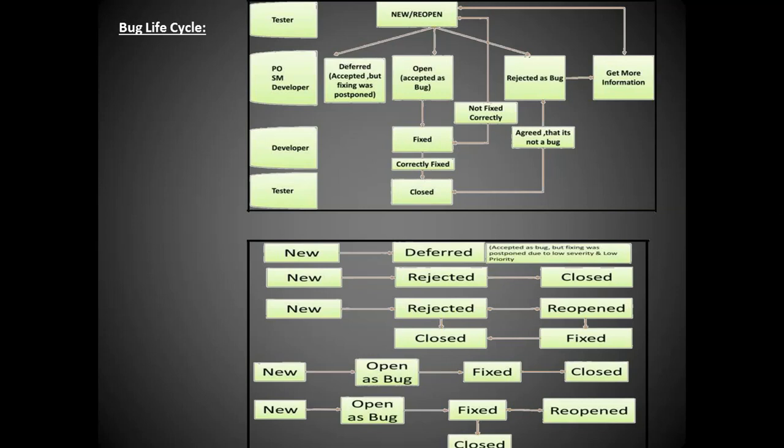The tester reports a bug as opened, then accepted as a bug, fixing, checking whether it is correctly fixed or not, then closing. If the developer rejects it as a bug, it means getting more information, and again we are going to reopen it. If we agree that it's not a bug, we simply close it as a tester.